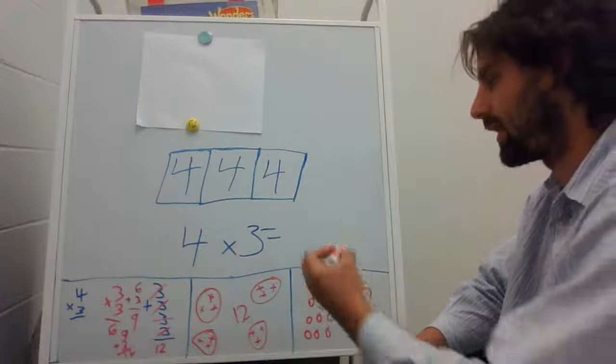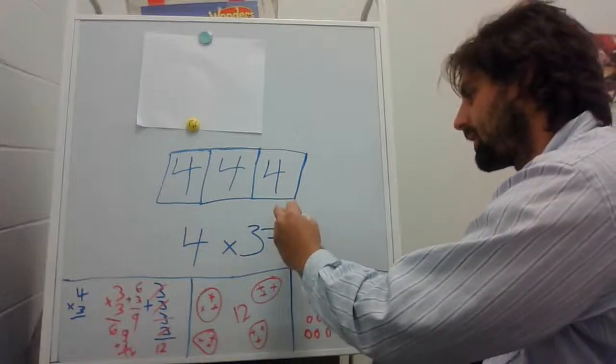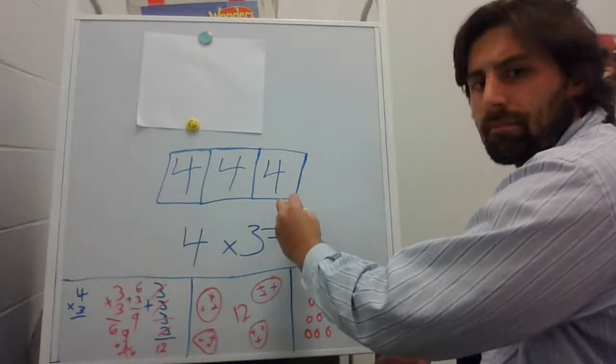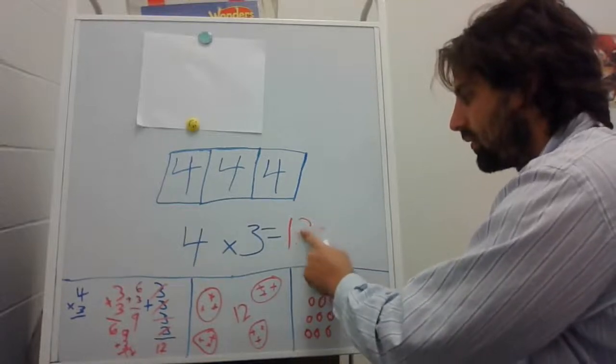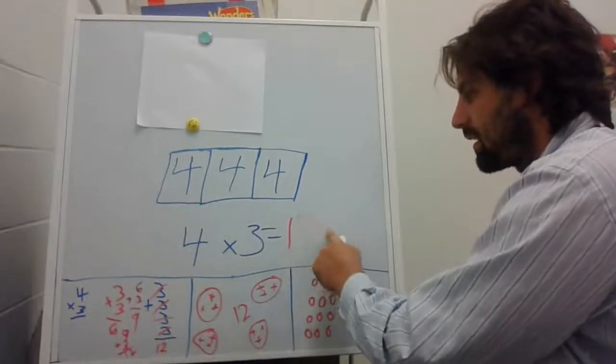All right, and we have our answer. 4 times 3 equals 12. Let me write that a little neater. It should be neater than that.